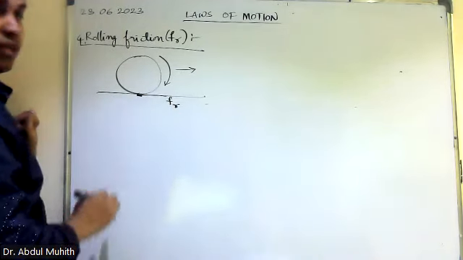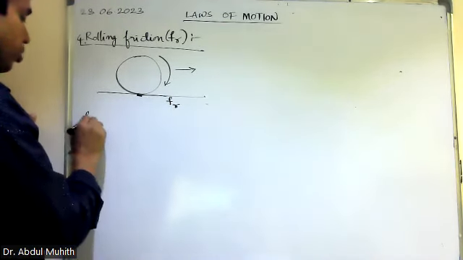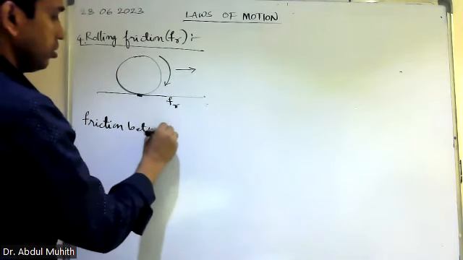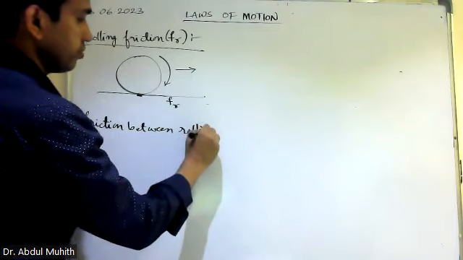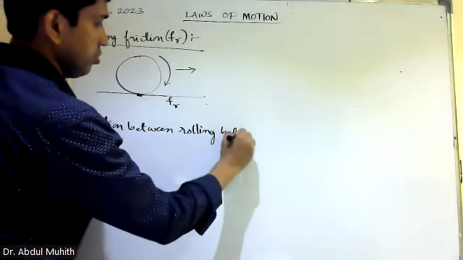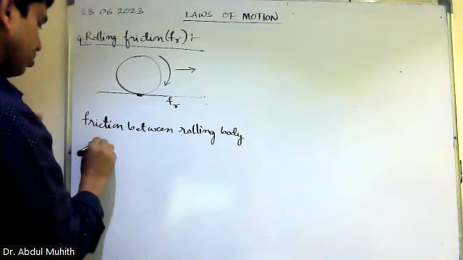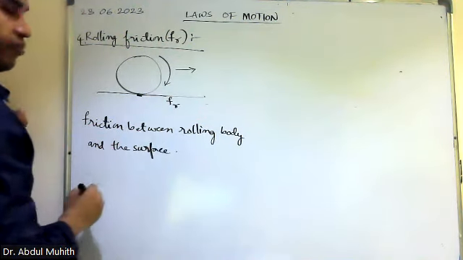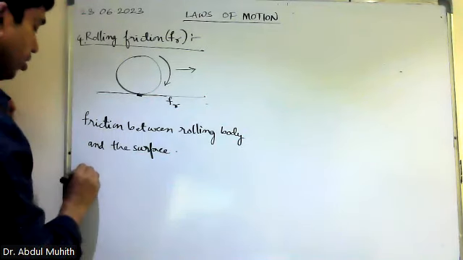Okay, so we can write here: friction between rolling body and the surface. That is rolling friction.